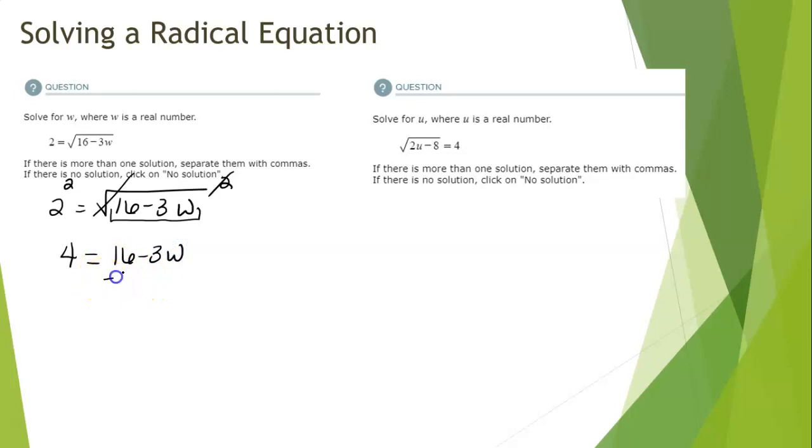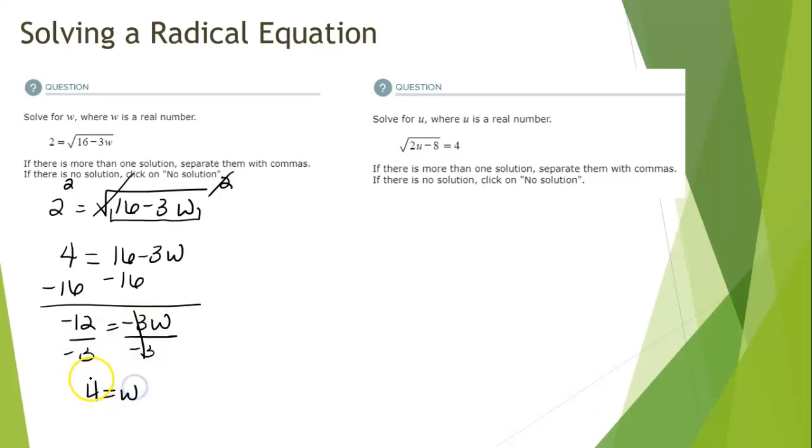Now this is a two-step equation that I need to solve. I subtract 16 from both sides. I get negative 12 equal to negative 3w. We're going to divide both sides by negative 3, and so w is equal to 4.